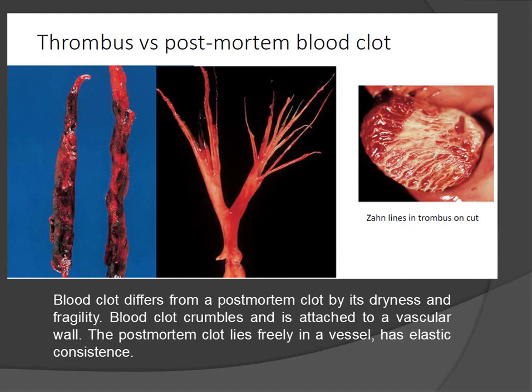Postmortem clots are like jelly, soft and flexible. They lie freely in the lumen of the vessels or heart chambers. They take the form of the vessels or their bifurcation, and the surface is smooth, yellow or red.